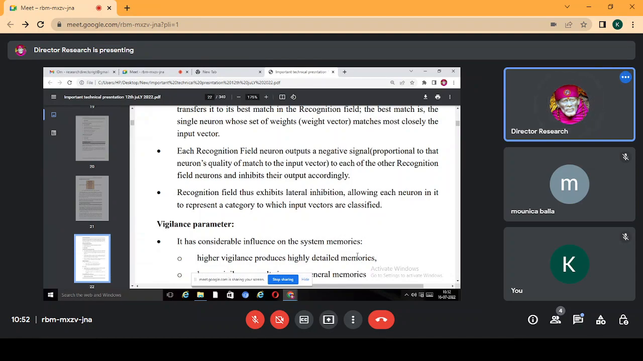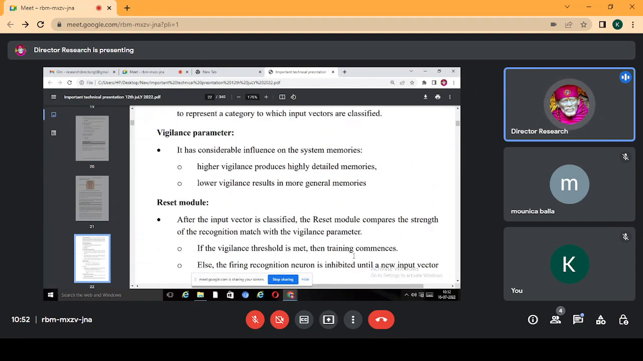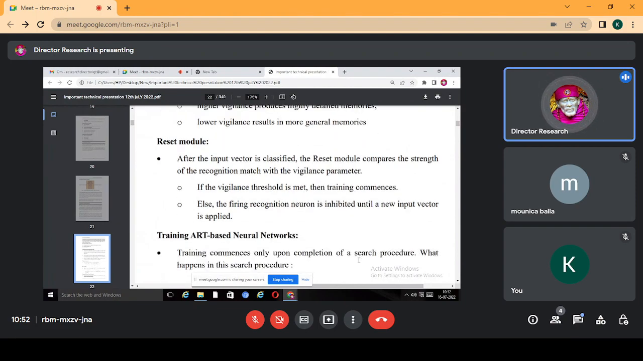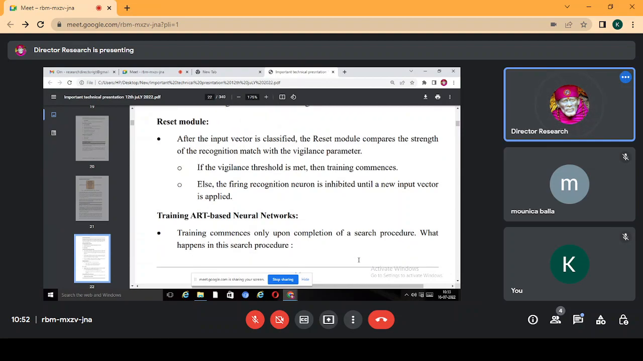Vigilance parameter. It has considerable influence on the system's memories. Higher vigilance produces highly detailed memories. Lower vigilance results in more general memories. Reset module. After the input vector is classified, the reset module compares the strength of the recognition match with the vigilance parameter. If the vigilance threshold is met, then training commences. Else, the firing recognition neuron is inhibited until a new input vector is applied.